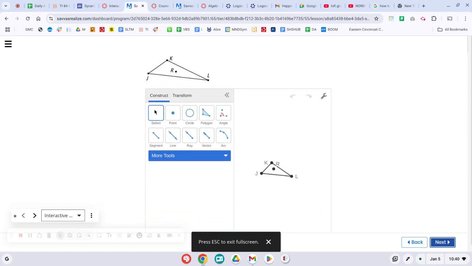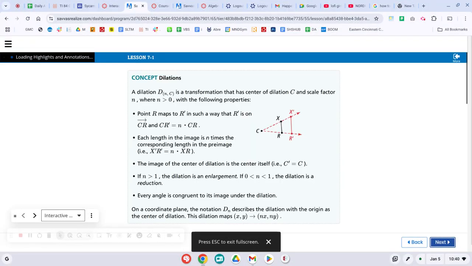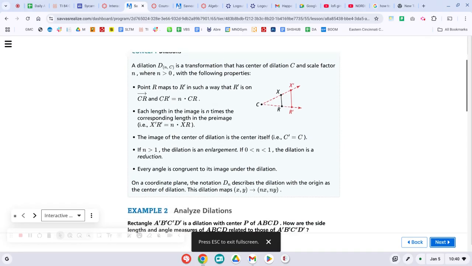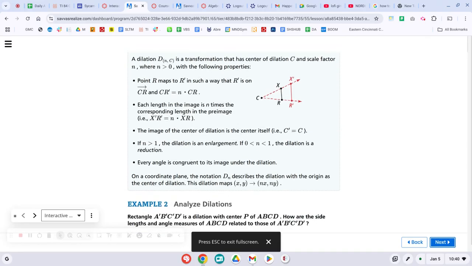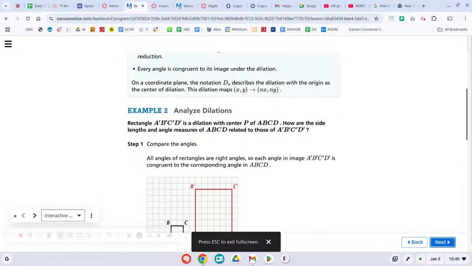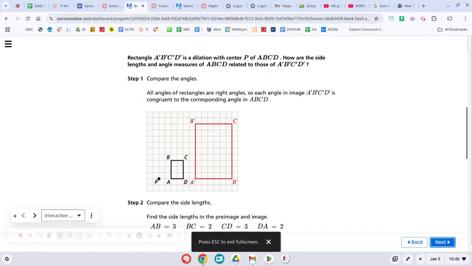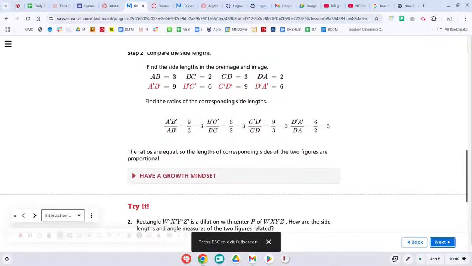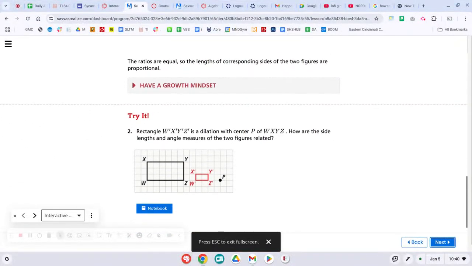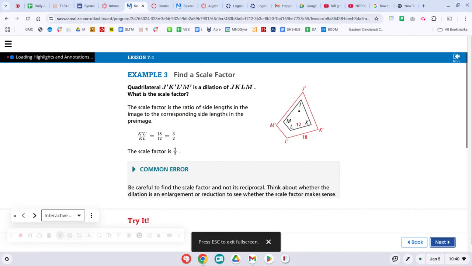So now they're going to let you try it. This is always fun, but this video is getting kind of lengthy, so I'll let you guys try it. This is just going over exactly what we talked about. So if n is less than 1, the dilation is a reduction. If n is greater than 1, then I don't know what they call that, an expansion? Okay, I think we're about through it.